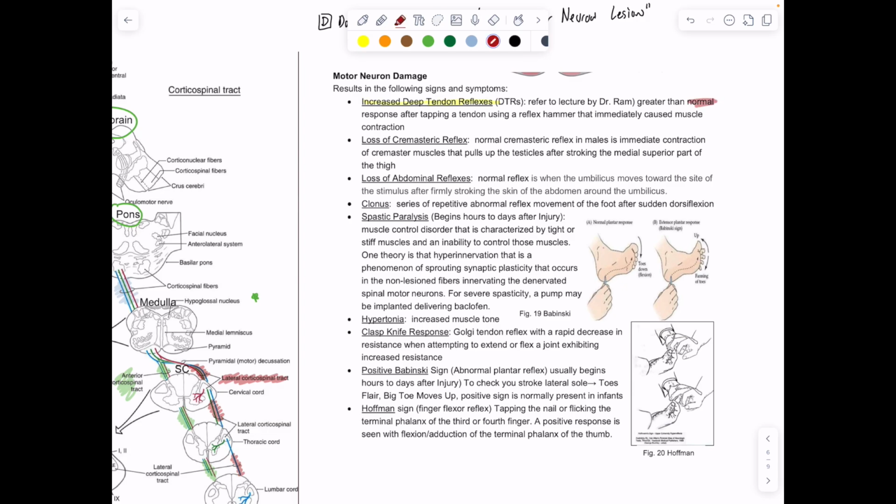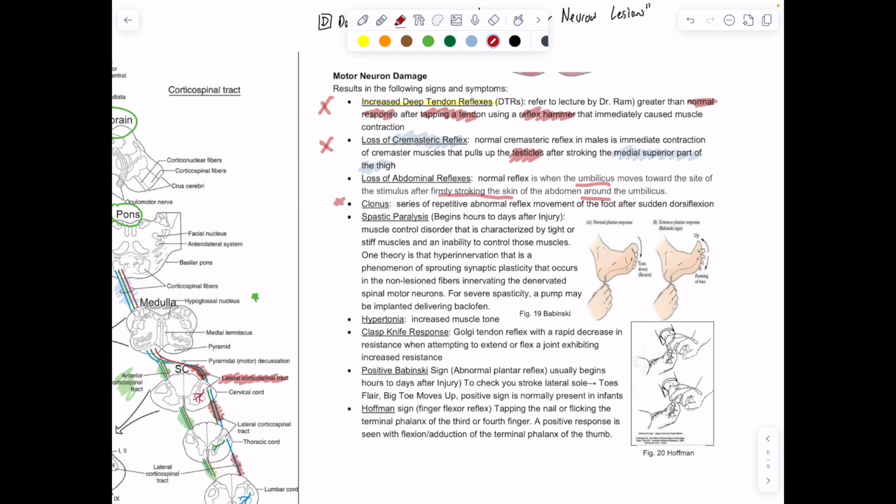So basically a greater than normal response after tapping a tendon using a reflex hammer, and loss of the cremasteric reflex. So if you touch the superior medial part of the thigh, the upper inner thigh, the testicles will pull upwards. So loss of the testicle reflex, increased deep tendon reflex, right? So increased reflex like a kick outwards, perhaps. Loss of abdominal reflexes: the umbilicus normally moves toward the site of the stimulus after the skin of the abdomen around the umbilicus is firmly stroked.